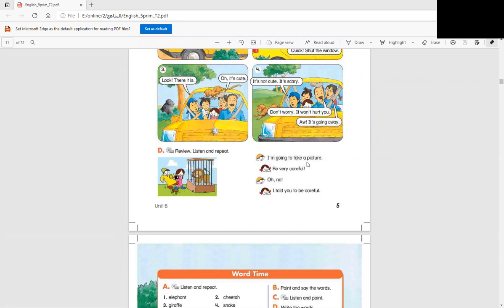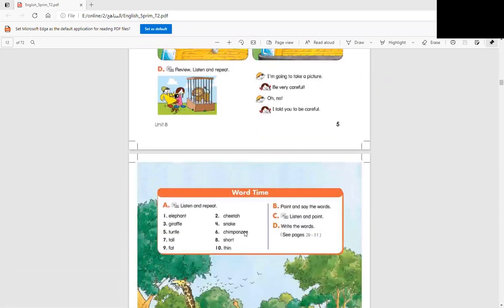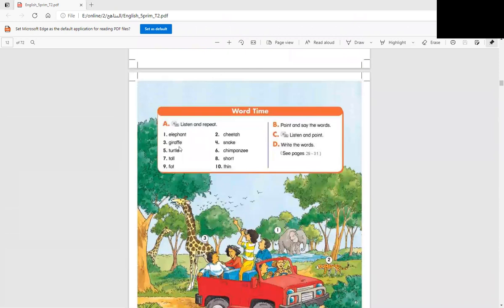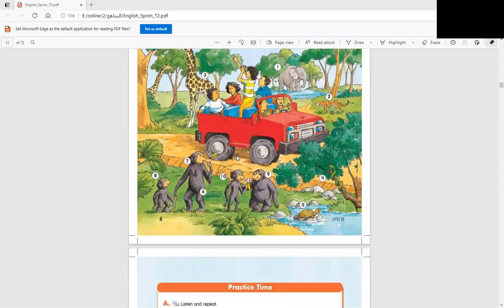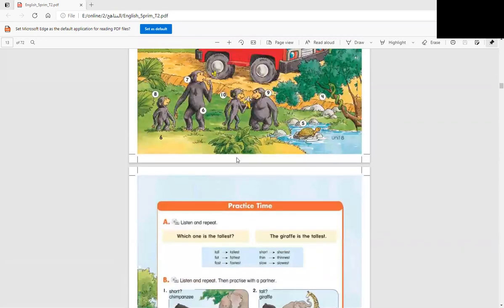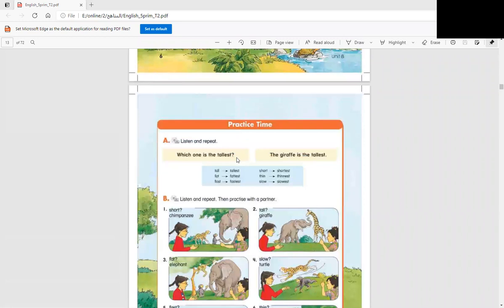Before picture, I use the verb take. Take a picture. Okay. Here we have some animals: elephant, giraffe, turtle, cheetah, snake, chimpanzee. And here we are talking about our grammar lesson about superlative adjectives, and how we use a comparison between more than two.